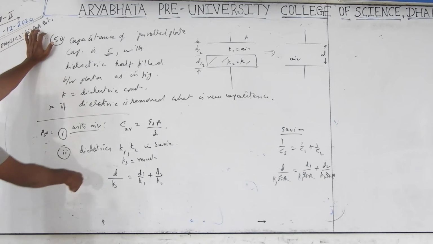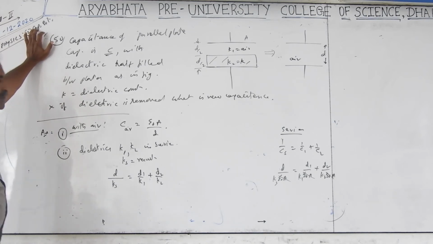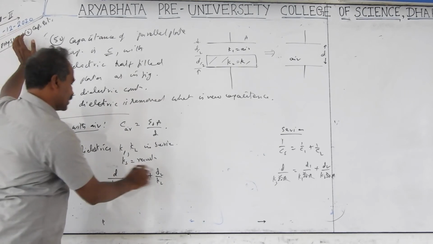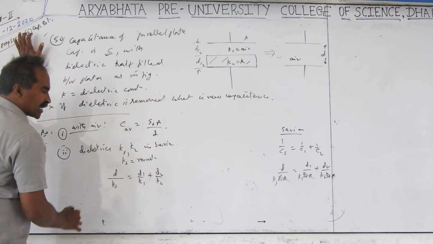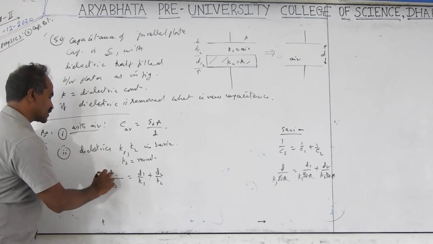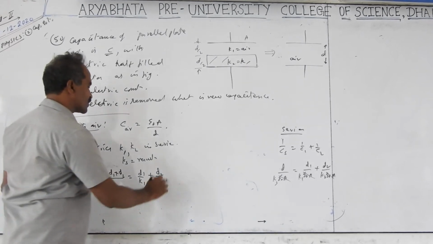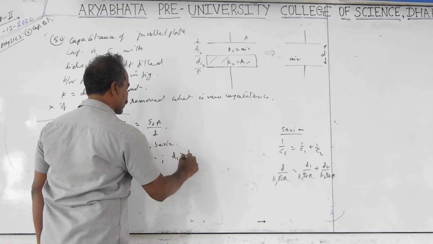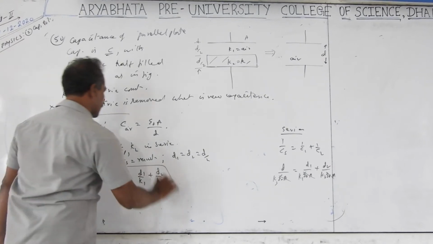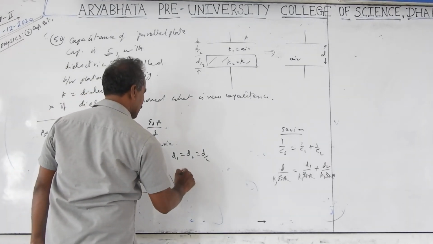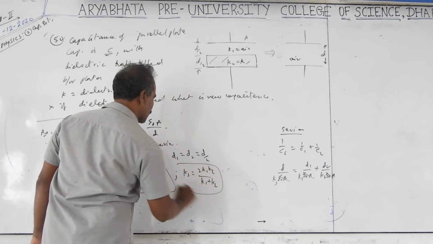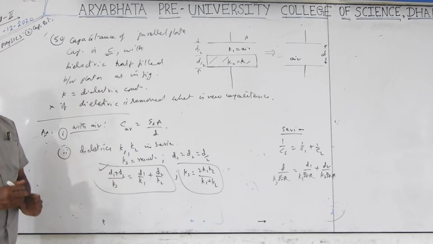What is the result? From this you get only the resultant K. So C medium becomes equal to the resultant K series into C naught. Actually, you have to remember this K relation directly. What is D1? D is nothing but D1 plus D2, the total distance, but D1 is equal to D2, each D by 2. So K series, I am directly writing, equals 2 K1 K2 by K1 plus K2. This formula you have to remember, so that you can get this relation.